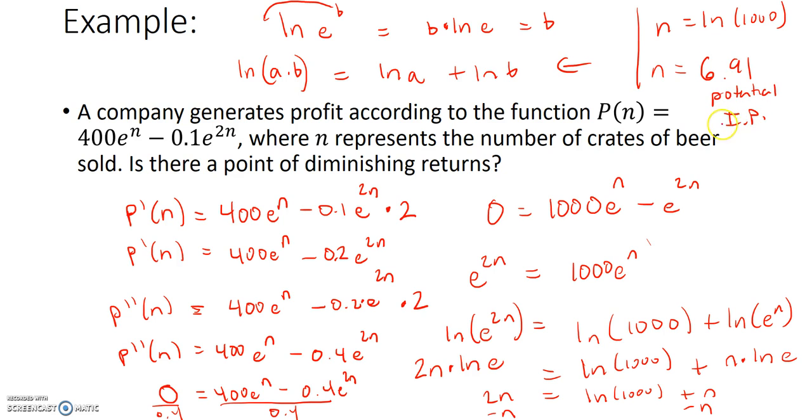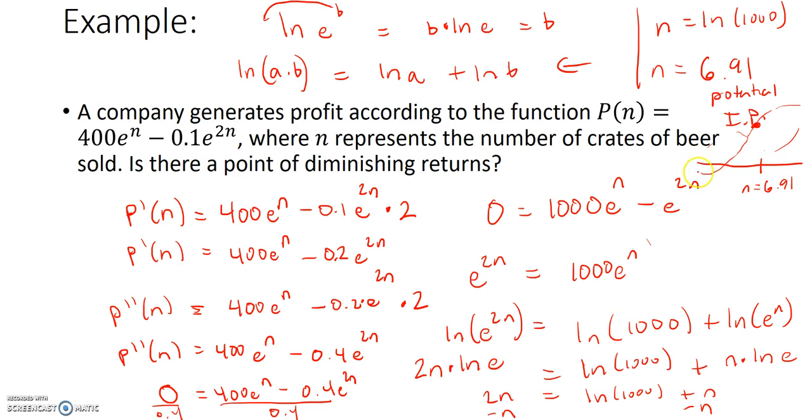How do I know it's an inflection point? Well, again, what I have to do is to make sure that at n equals 6.91, I change concavity at that point, that either I go from concave up to concave down, or concave down to concave up. Now, if this is a point of diminishing returns, that naturally means that I go from concave up to concave down. And so what I'm hoping for is that that is the case.